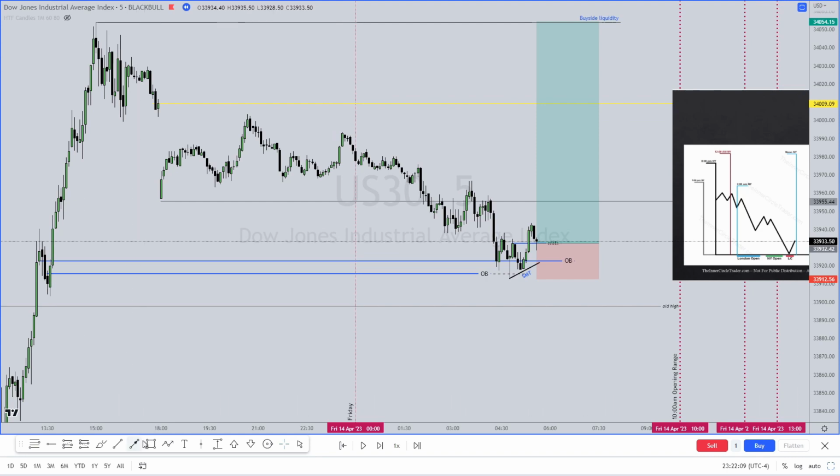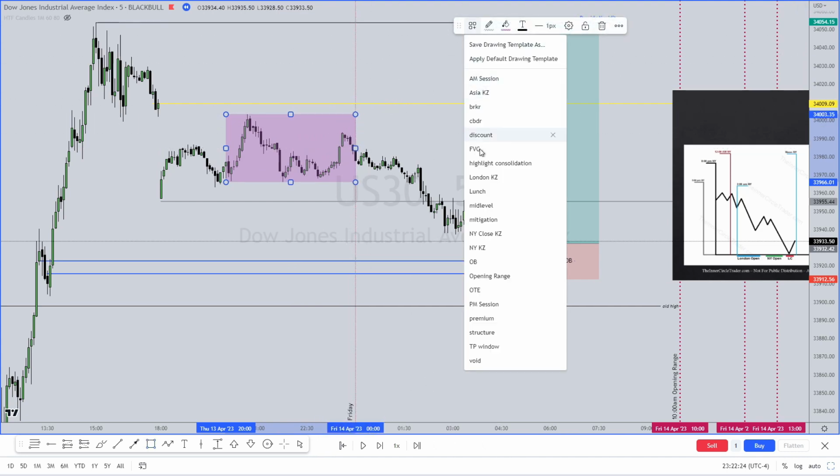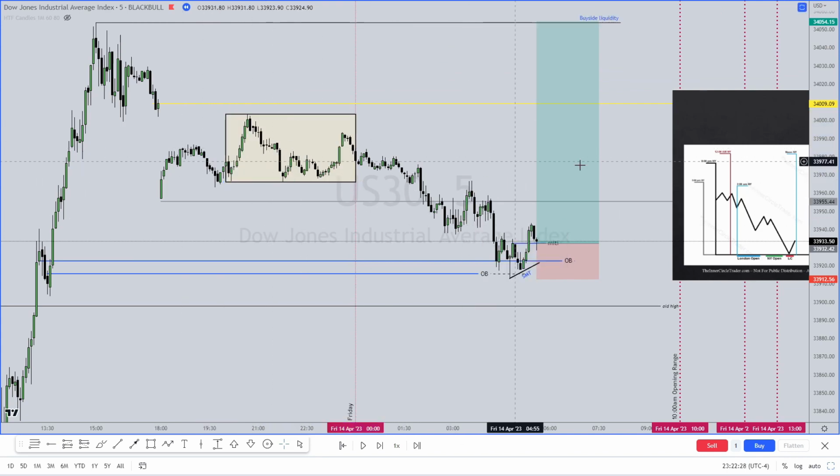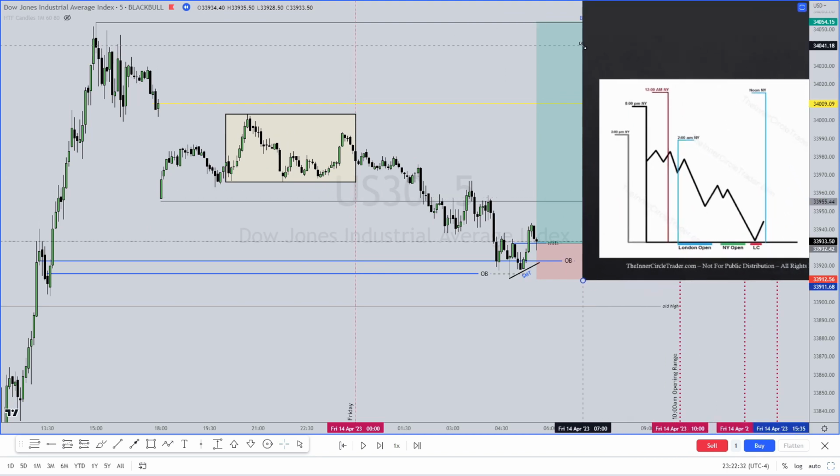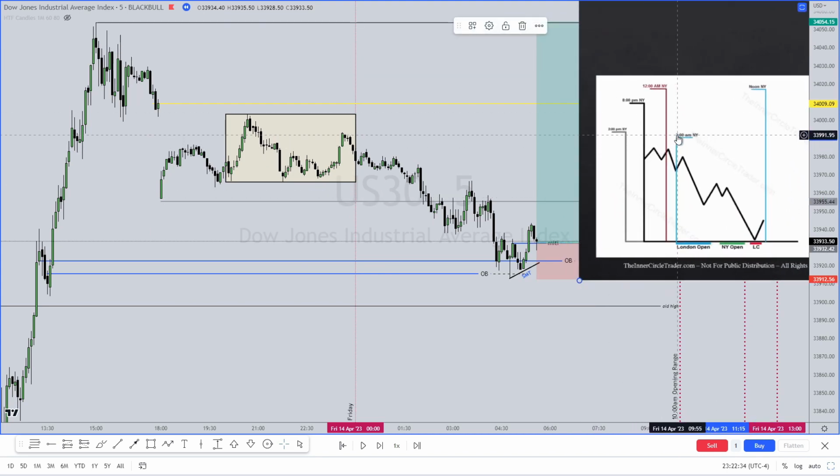Midnight, 8 p.m. This is the highest point from 8 p.m. to midnight. So if that is our Asian range, this is our Asian range, 8 p.m. to midnight. We're expecting at 2 p.m.